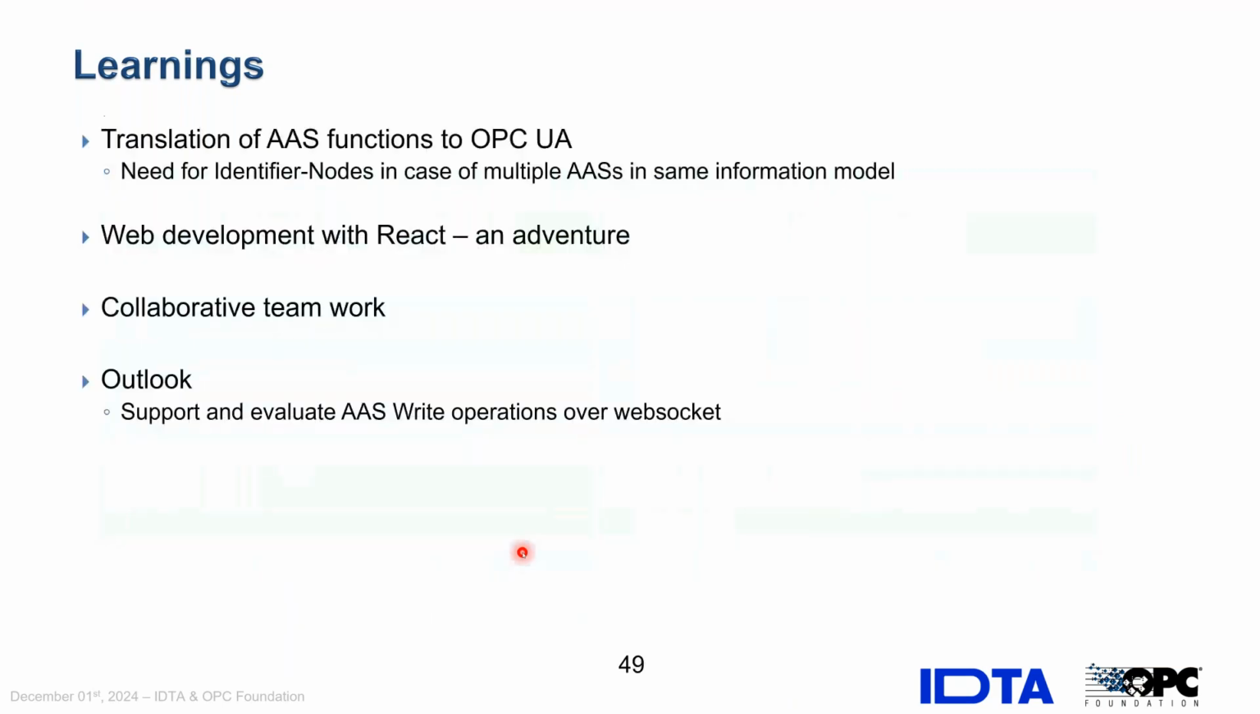So these were my learnings from REST and WebSocket. In addition to that, in this POC we are supporting one Asset Administration Shell. But in the future, when there will be multiple Asset Administration Shells in one information model, then for the translation of AAS functions to OPC UA, we will need to have the identifier nodes as well, so that the translation can work in an optimal way.